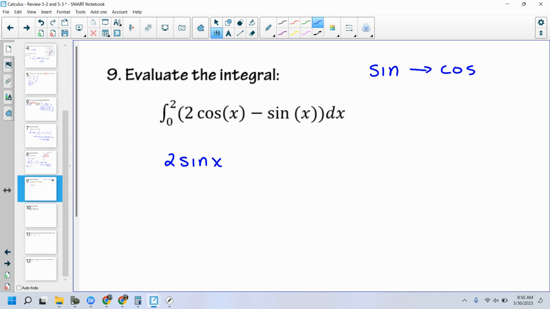And then, okay, I've got sine, right? Minus sine here. Let's just think about sine now. What is the derivative of cosine?